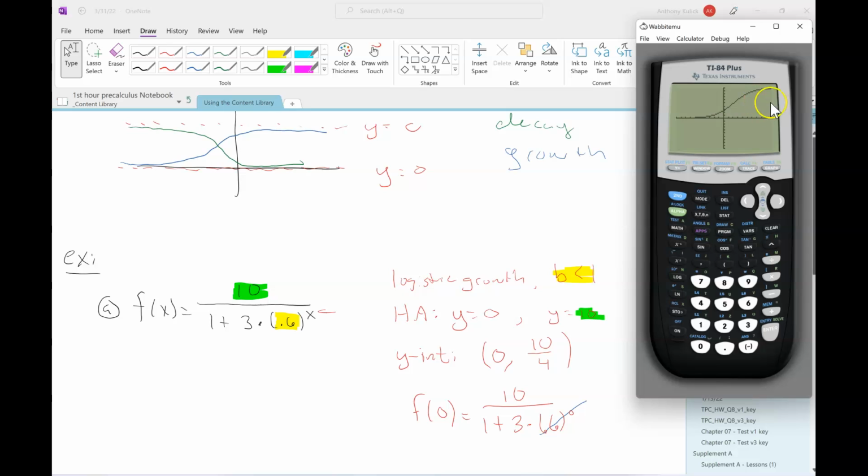So there's our graph. Everybody's okay with that? Kind of looks like the blue one that we've drawn up here, right? It's kind of that S shape, right? Kind of looks like a squishy S, like a snake.